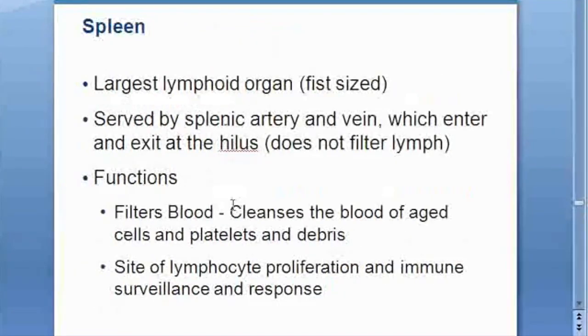Here are the slides, once again, that mention the functions. Filters blood, we already talked about that. Helps to process the old red blood cells, destroy red blood cells. It's a location where lymphocytes can multiply. When we talk about the immune system, we'll talk about surveillance and what T cells do and what B cells do. And in the spleen, they're playing a role in the immune system.